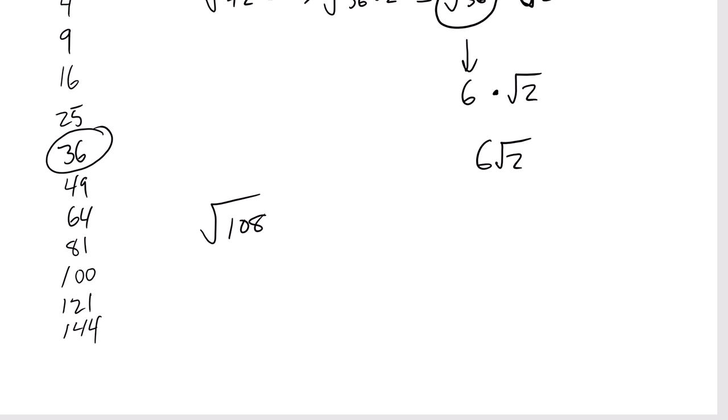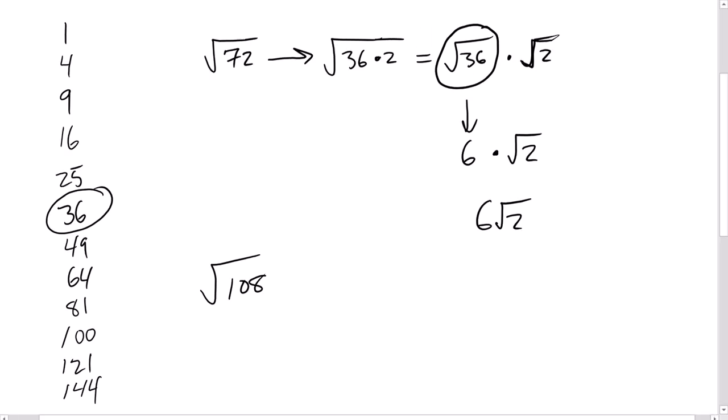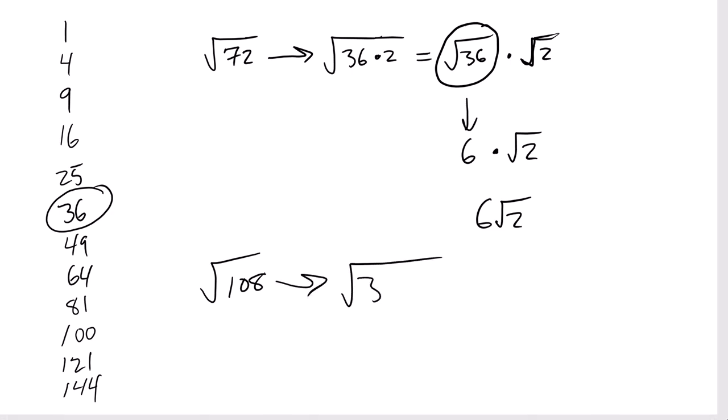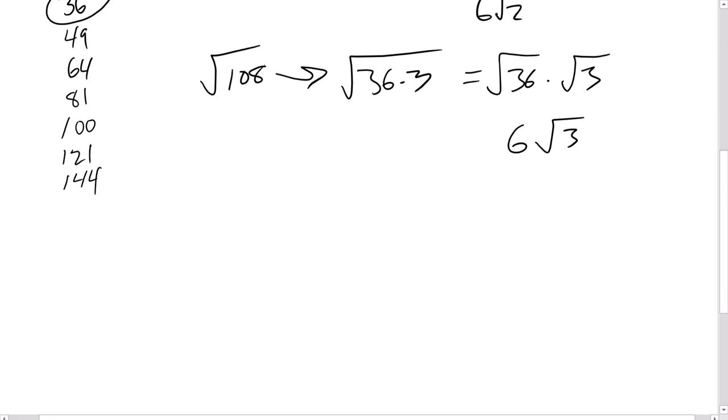What about 3? If I do 108 divided by 3, what do I get? 108 divided by 3 is going to give me 36. So again, that's a bad example because it's going to be very similar to this last one. If I break it down into 36 times 3, that's the same thing as the square root of 36 times the square root of 3. And we already just did this. This becomes 6 square roots of 3. I'll try to pick a different number here that's not going to turn out so nice.